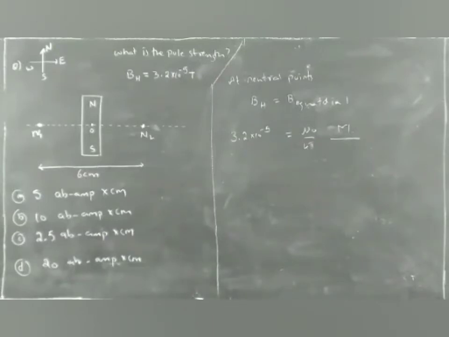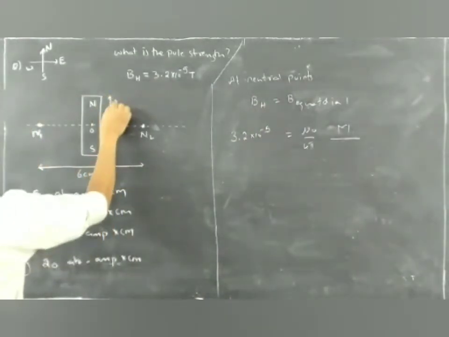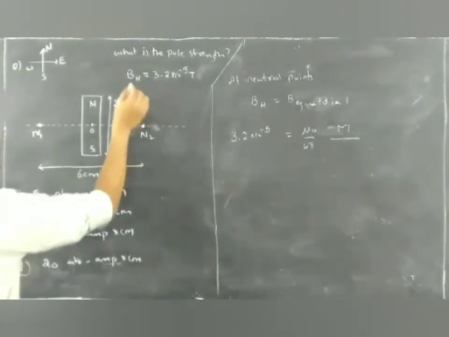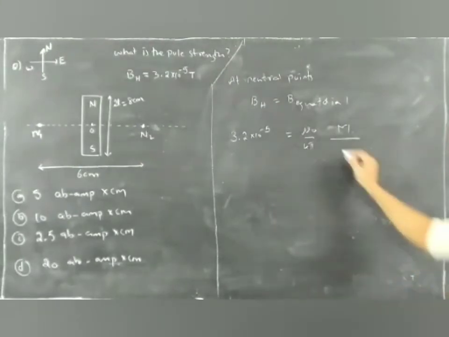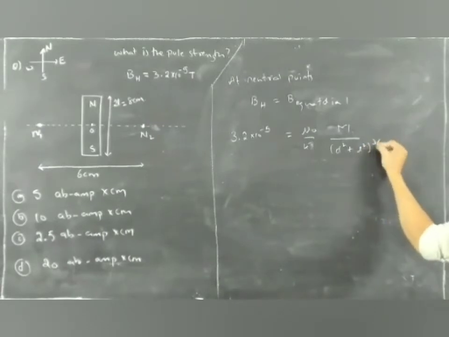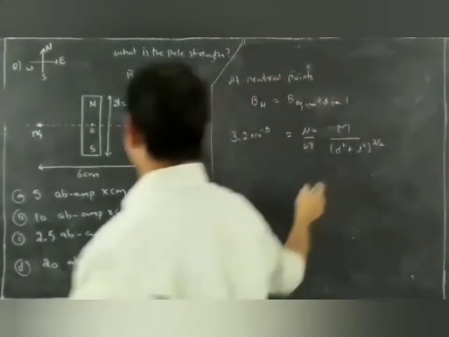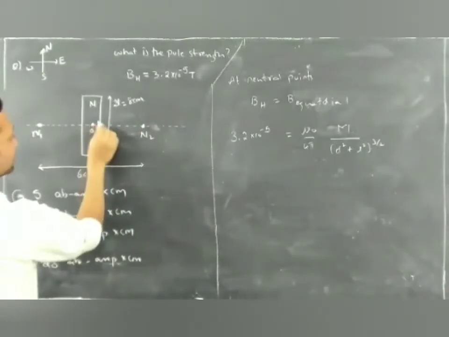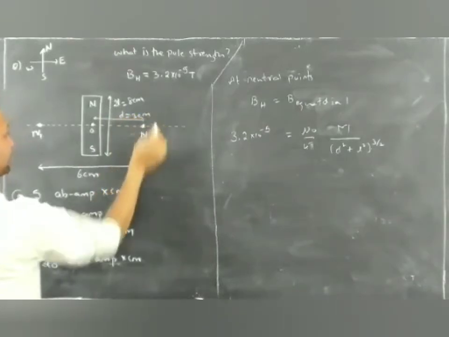According to the problem, the bar magnet is of 8 centimeter length, so 2L is equal to 8 centimeter. Now it is not a short bar magnet, so we have to use the formula (d square plus L square) whole power 3 by 2. Now what is the d value here? The d value is equal to 3 centimeter.